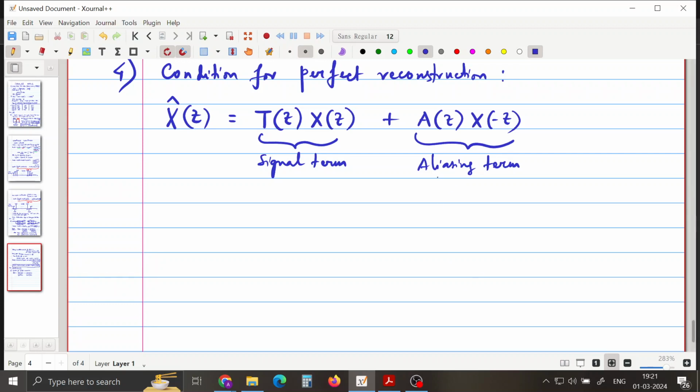And for that, you have to remove this aliasing component here, which is the X of minus z component. You have to ensure that in the first step. So for perfect reconstruction, that's the first thing you have to take care of. This A of z has to go to 0, because I only want the X of z component in the first place. So A of z is 0.